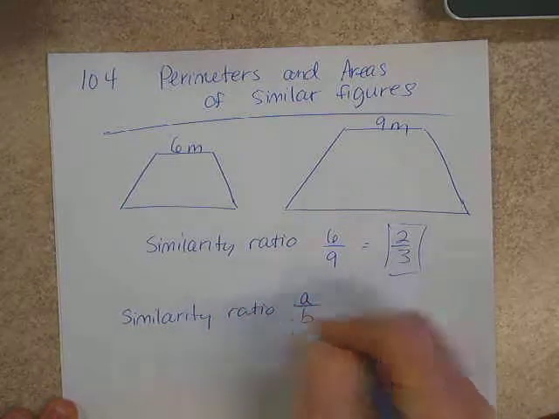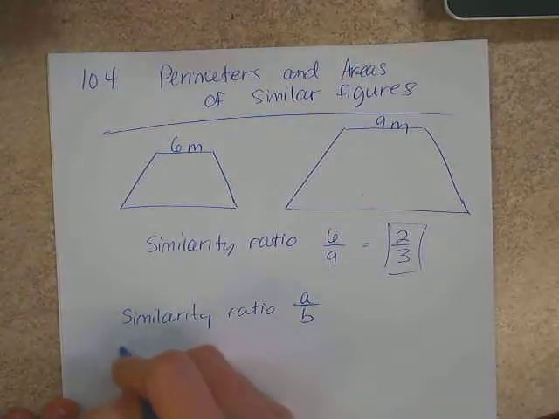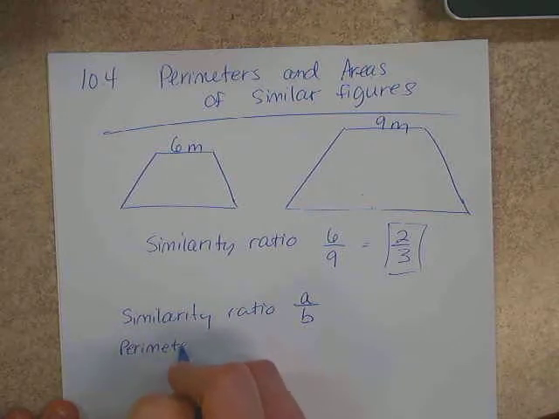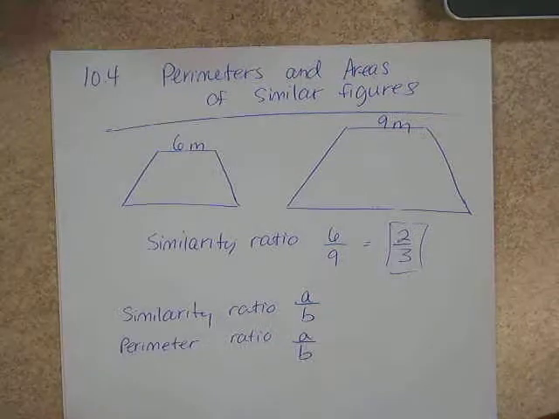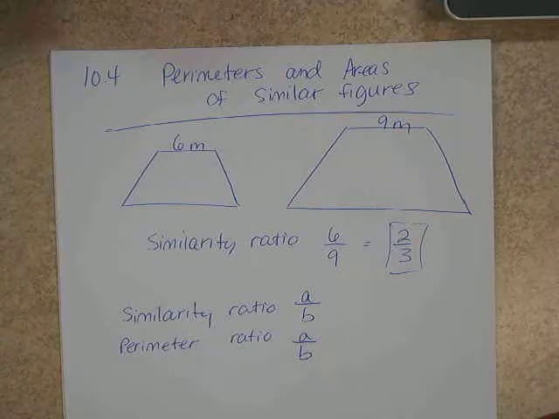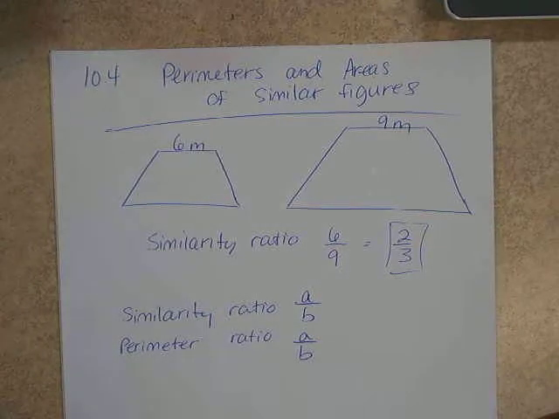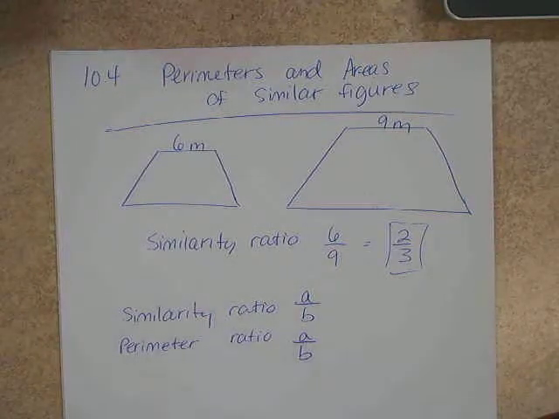So we have a similarity ratio of A over B, which means the perimeter ratio would also be A over B. I wouldn't have to add up the sides of the figure to get the perimeter to find the ratio of the perimeters. I would just have to take a corresponding pair of sides, which is kind of nice. So you don't actually find the perimeter to get the perimeter ratio. It's in the same ratio as similarity.